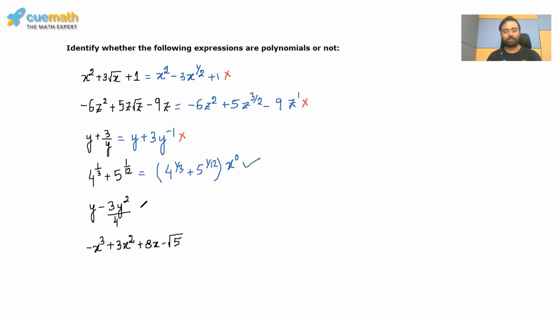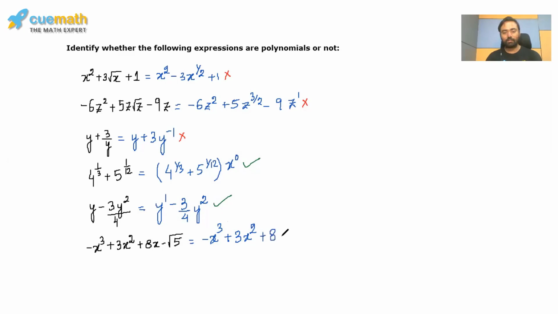Moving on to the next expression. So the power of this y is 1 and the power of the second variable is 2. Both of these two are non-negative integers. So this is a polynomial. Then with the last expression, this can be written as negative x raised to the power 3 plus 3x raised to the power 2 plus 8x raised to the power 1 negative square root of 5. Now we see we have three variables here and the power of all these three variables are non-negative integers. Hence this is a polynomial.